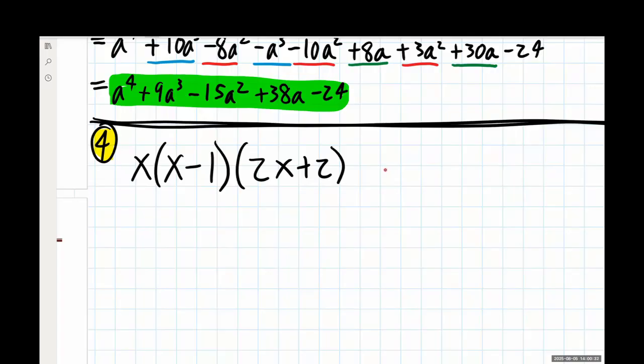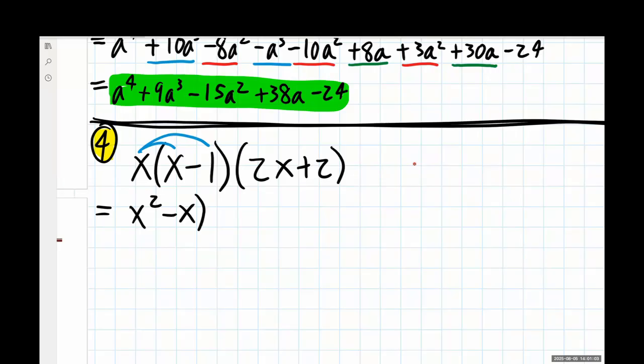So for this problem, we're going to work with just our first 2 polynomials, the monomial in front, x, and the binomial x minus 1. I'm going to just not worry about 2x plus 2. It's just going to sit there for the time being. We will deal with it, but that comes later. So the x is going to distribute through to everything in that set of parentheses, and that's going to give me x squared minus x.